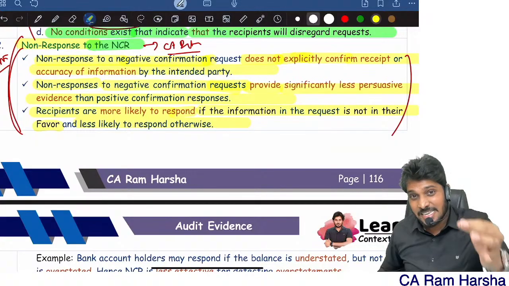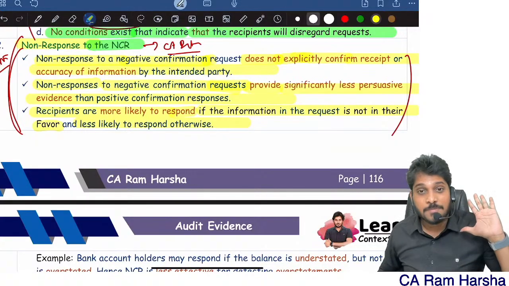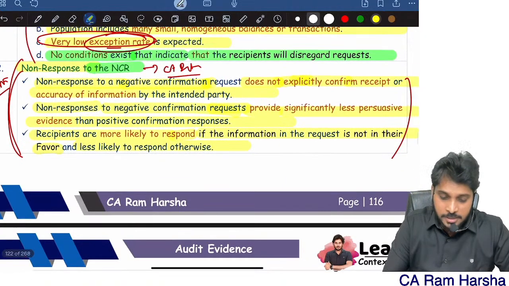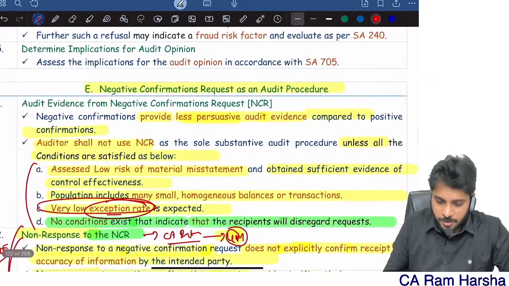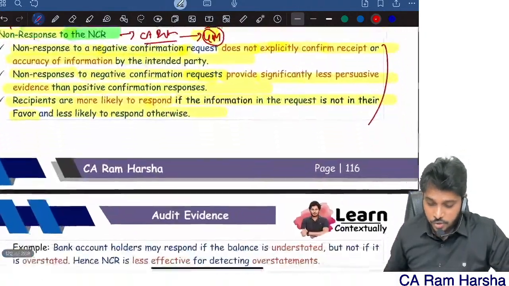So for NCR, you did not receive any response. There are so many interpretations on it. That's it. So non-response to negative confirmation request, how should the auditor interpret? This itself can be asked as a 4 marks question. And under what circumstances NCR can be used? This itself can be asked as a 4 marks question.